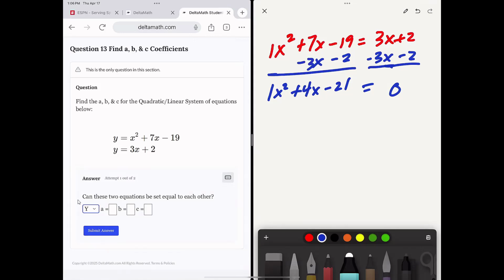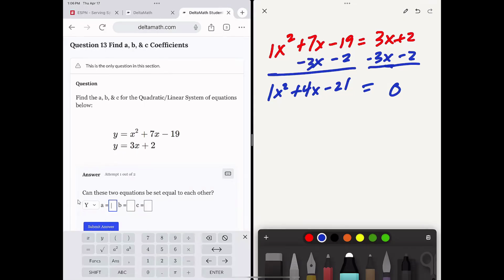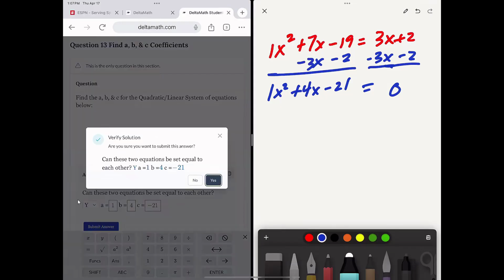And then, of course, in order to find the A, B, and C, the equation has to be equal to 0. So you have to make sure that happens. Let me go ahead and finish this. So this is going to be 1. The B is going to be a positive 4, and the C is going to be a negative 21. Now, if I submit this, it says, well done.